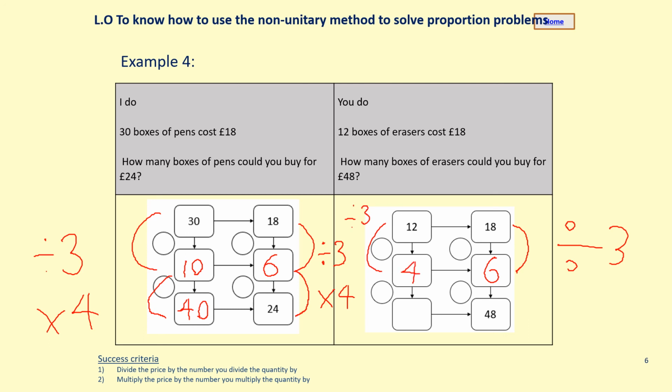Now, how do we get from 6 to 48? We multiply by 8. So I should also multiply the quantity by 8. So 4 times by 8 gives 32. So we can get 32 boxes of erasers for £48. Really well done if you got that right, because that was a bit of a trickier one that time.